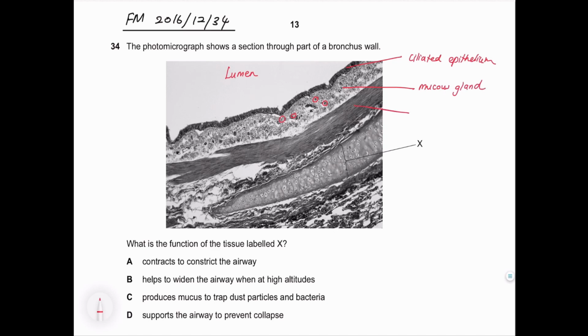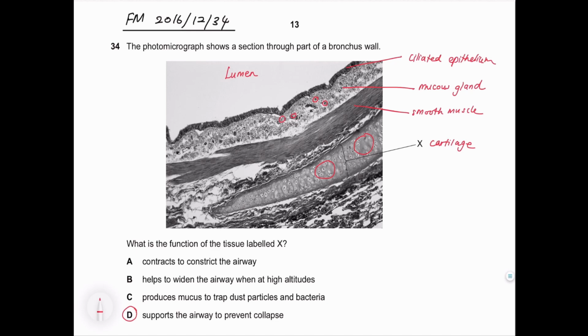This layer that's fibrous-like tissue will be your smooth muscle. And in this structure that you can see, there are many small circular structures surrounded by some shadow-like liquid. This is known as the cartilage. So what is the function of the tissue labeled X? X, we know that it's a cartilage, so therefore its function is to provide support.